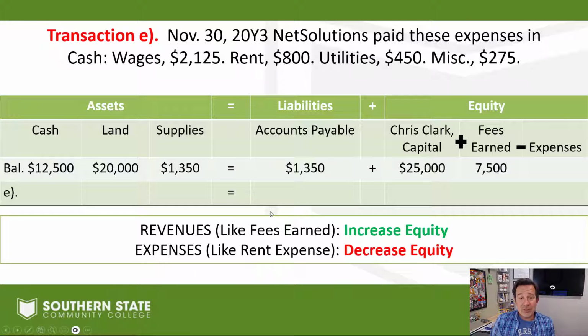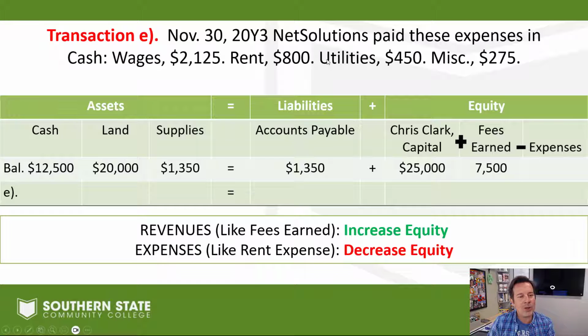When we have revenue, as we saw in the previous transaction, that makes equity go up. When we have expenses, like rent expense or wages expense, it makes equity go down. So we subtract it out on that equity side. All right. Now, I'm not going to list all the expenses separately right here. I'm just going to lump them all under expenses.